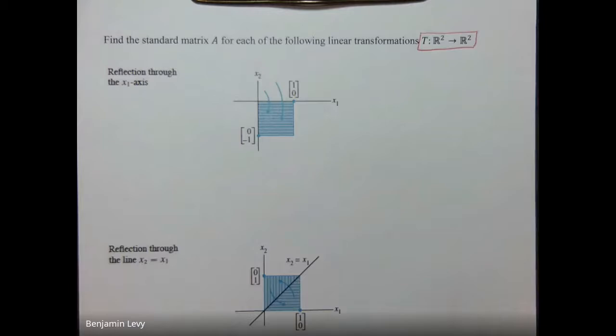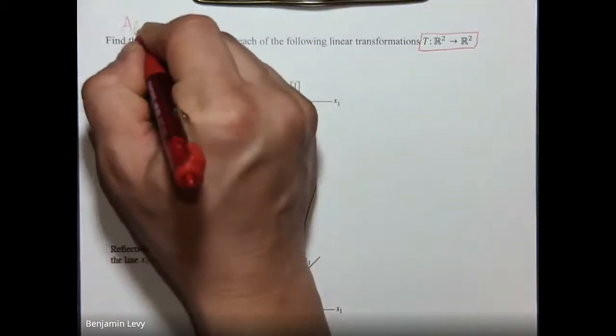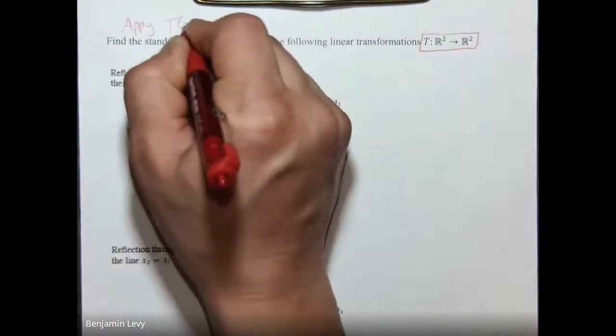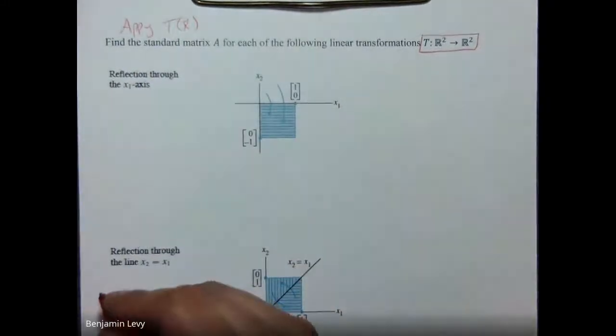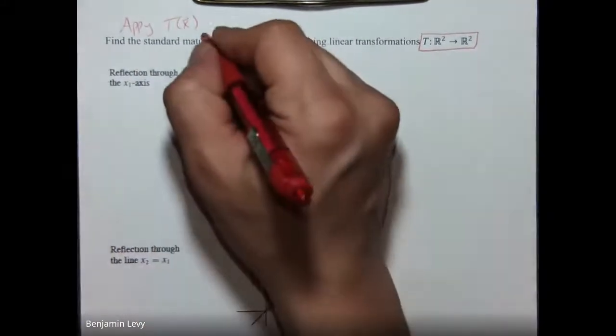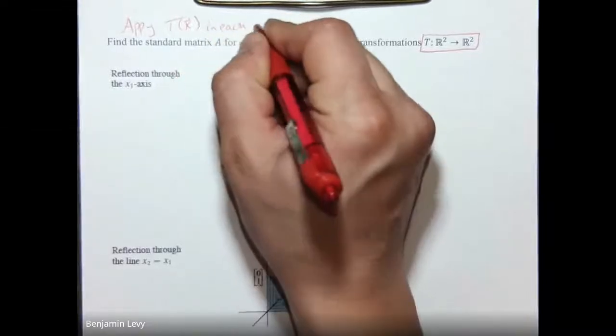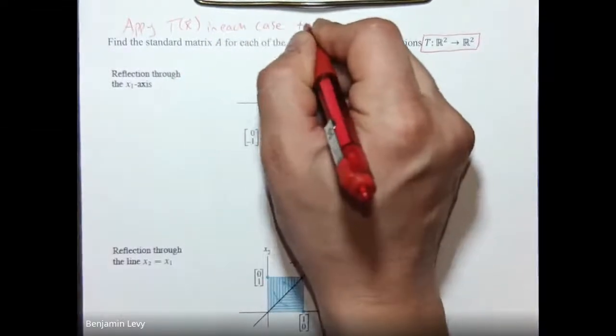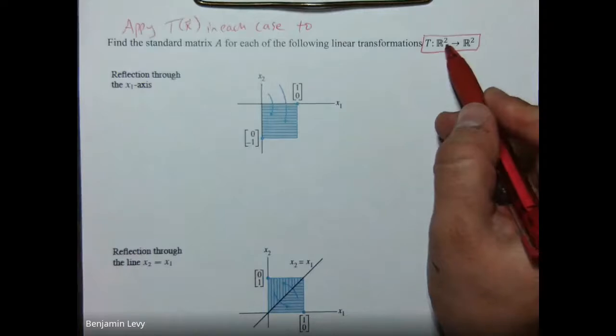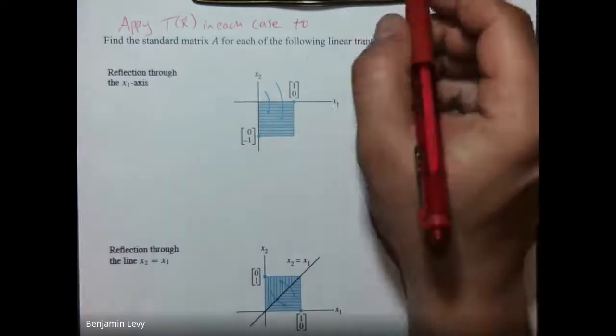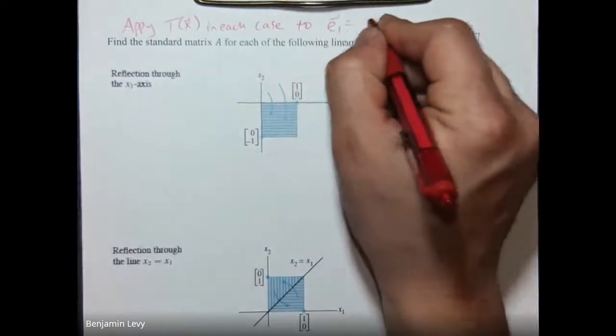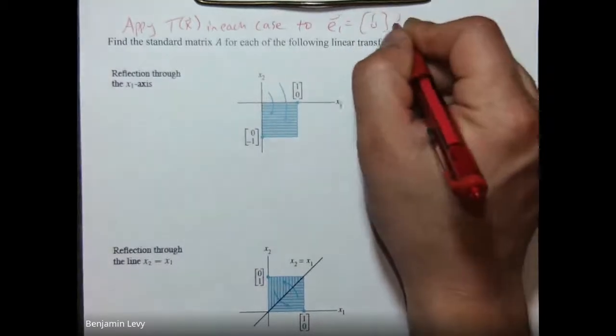And so what we're going to do is what we did in the last page. We're going to apply the given transformation. We're going to figure out what the transformation is looking at the picture. So in each case, we apply it to the two vectors in the 2x2 identity matrix. So to e1 and e2.